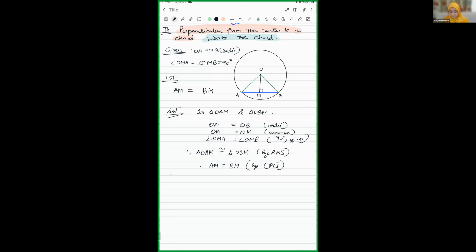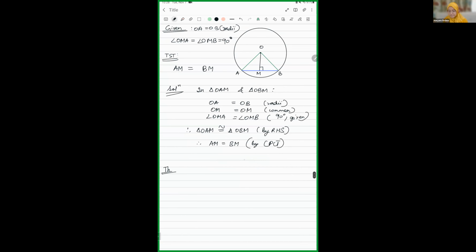Done? Now, conversely, this is the converse part of the theorem. What is converse? Converse means if I say if A is true, then B is true. Okay. The converse of this is if B is true, then A is true.